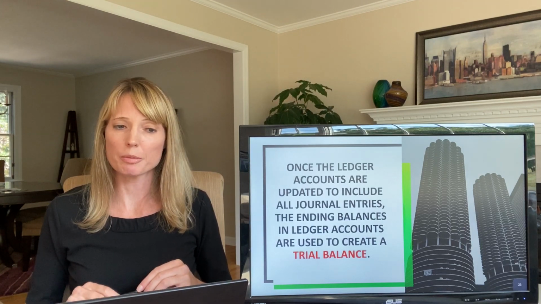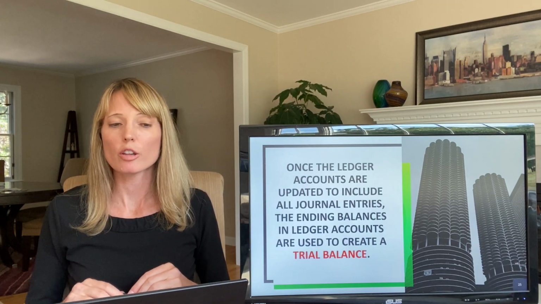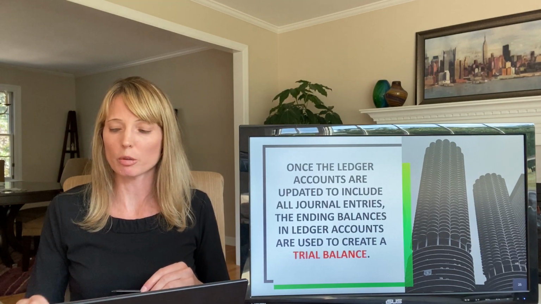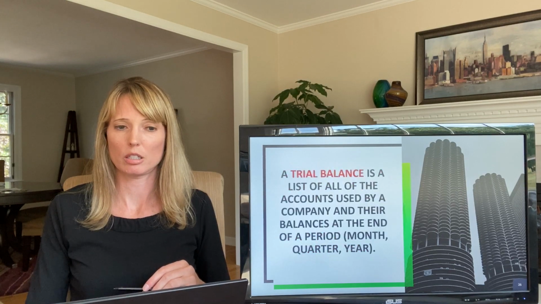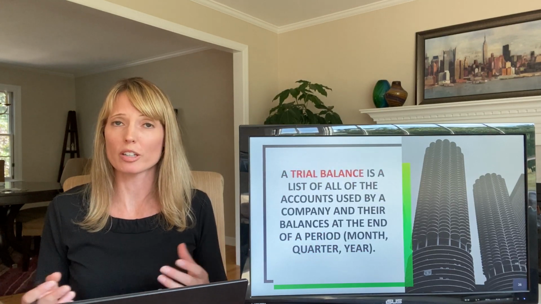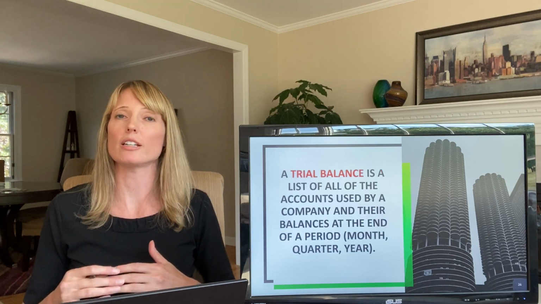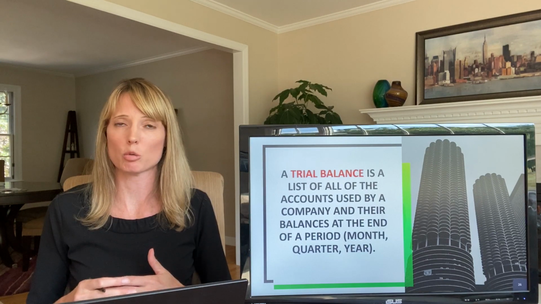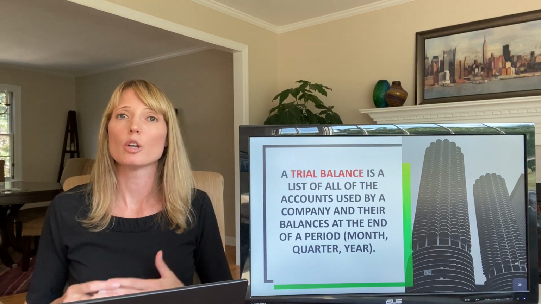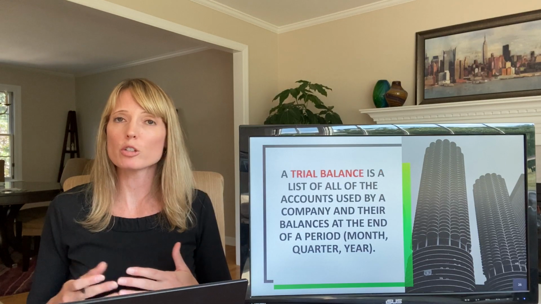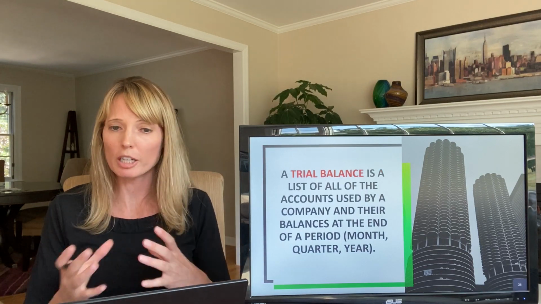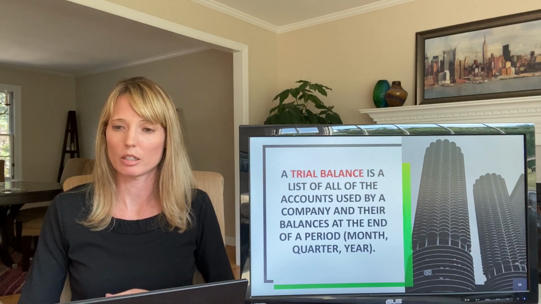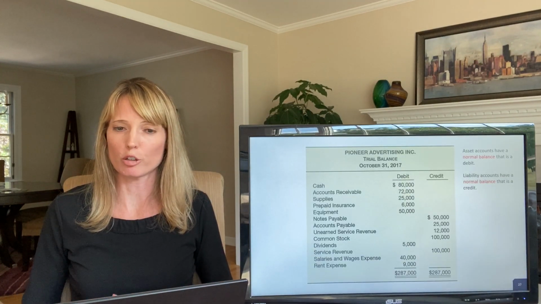Once the ledger accounts are updated to include all the journal entries, those ending balances in the general ledger are used to create what's called a trial balance. A trial balance is nothing more than a list of all of the ending balances. For balance sheet accounts, assets, liabilities, and equity, those ending balances will be at a specific point in time when that trial balance is prepared. For revenue and expense accounts, it will be the culmination of all of the revenues and expenses over that accounting period. So here's an example of a trial balance.